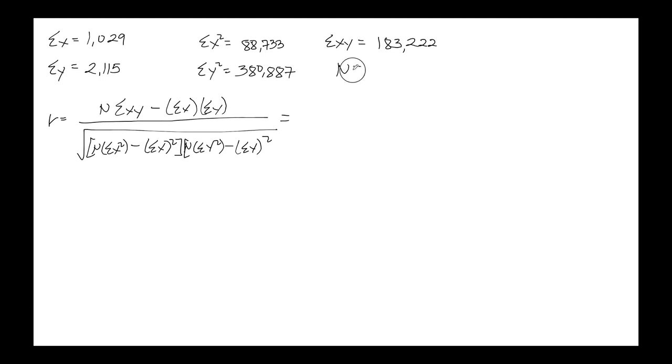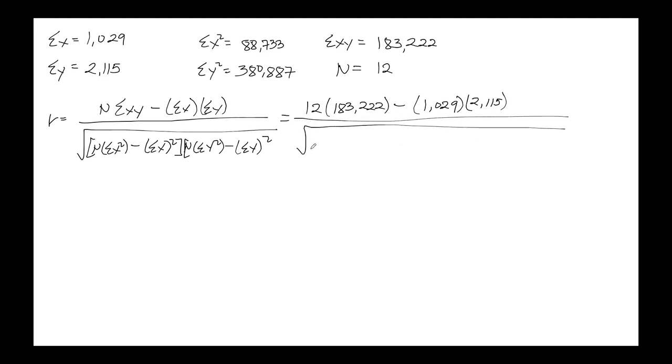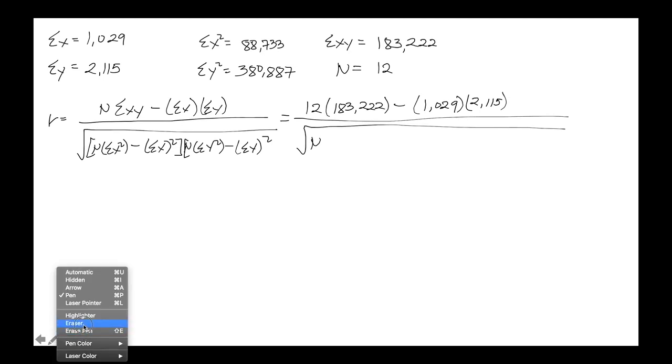For the n, our n here is 12, no? So, substitute natin. We have here n, 12. Summation of x and y, 183,222. Minus summation of x natin, 1,029. Multiplied to summation of y, which is 2,115. Okay, that's it for our numerator. For the denominator, we have here n. Square root muna pala. Rather, hindi na siya isusulat. Lagyan natin 12 na.